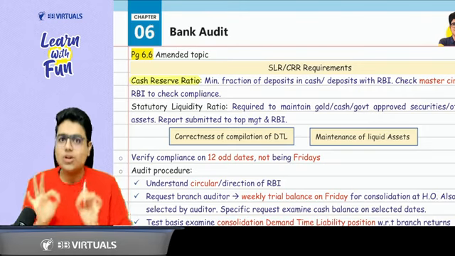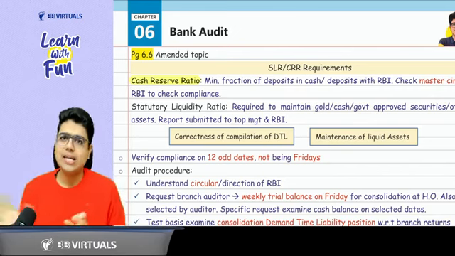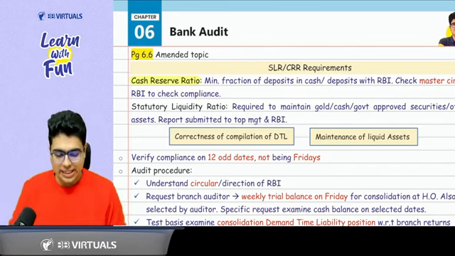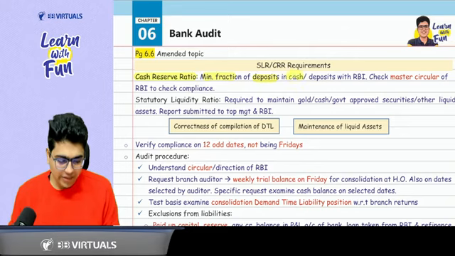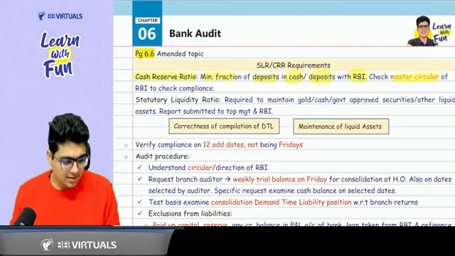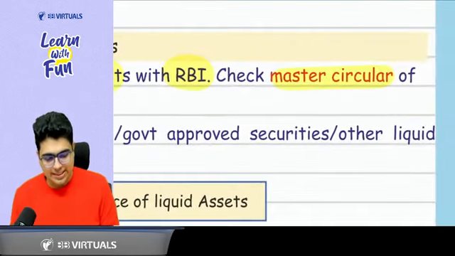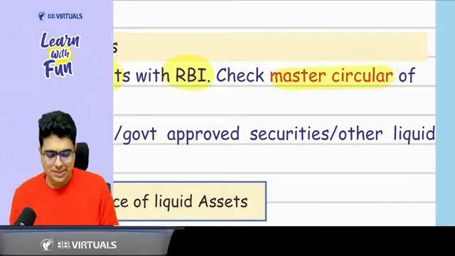So some portion of the deposit they are required to keep with RBI, that is Reserve Bank of India. They say that a minimum fraction of the deposits should be kept in the form of cash or deposits with RBI. Now, how to deal with this? For this, you need to check the master circular of RBI. Whatever is stated in the master circular of RBI, those directions need to be followed in this case. Is this basic point clear to you?